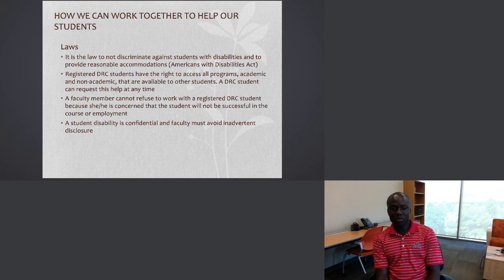A faculty member cannot refuse to work with a student registered with the DRC because they are concerned the student may not be successful in the course or employment. A student's disability is confidential, and faculty must ensure they don't discuss student disabilities in the presence of other students or in the presence of other faculty or staff.